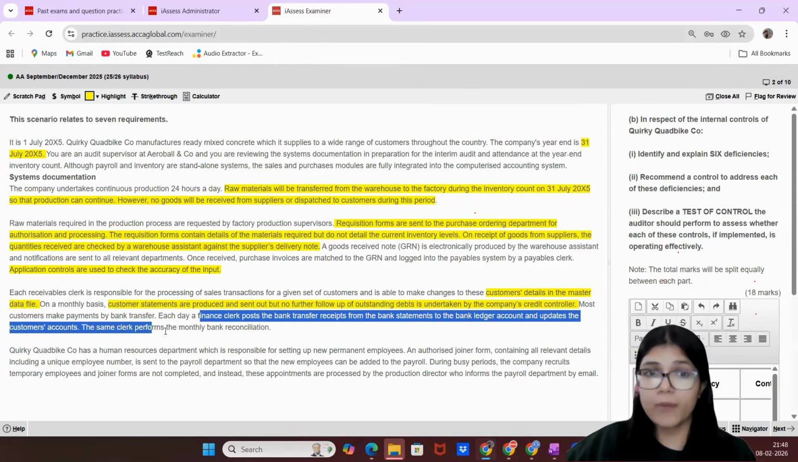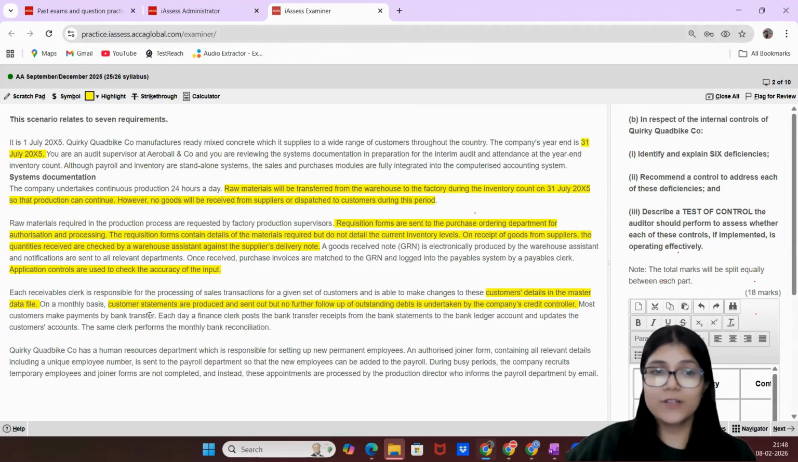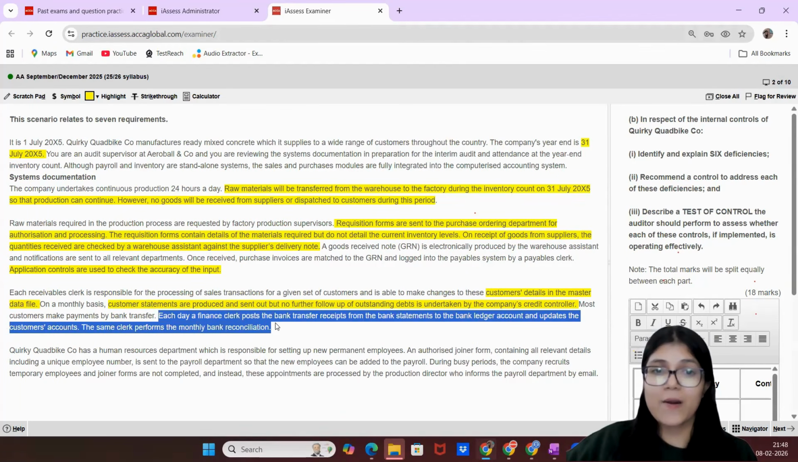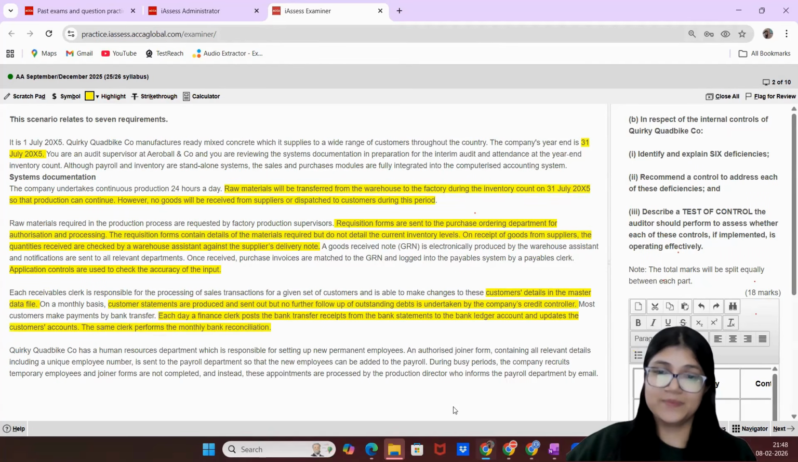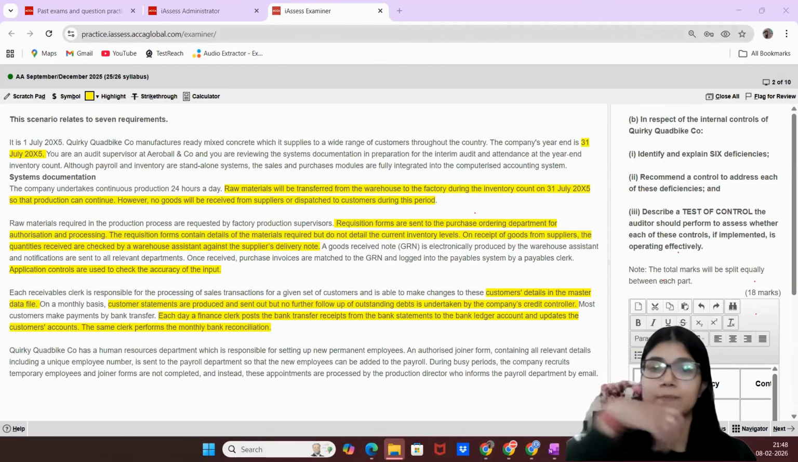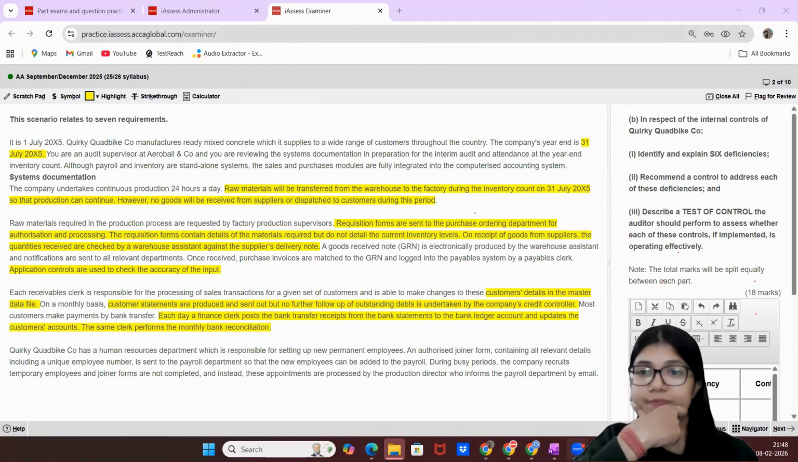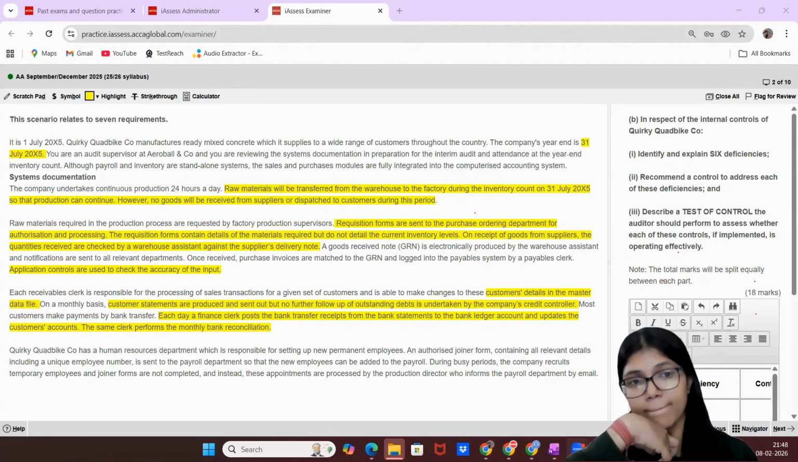The same clerk performs the monthly bank reconciliation. What is the risk over here? Segregation of duties. How is it segregation of duties, guys? Because a single person is performing the task of posting the receipt to the bank ledger and also updating the monthly bank reconciliation. So there can be a risk of errors and a chance of fraud also.